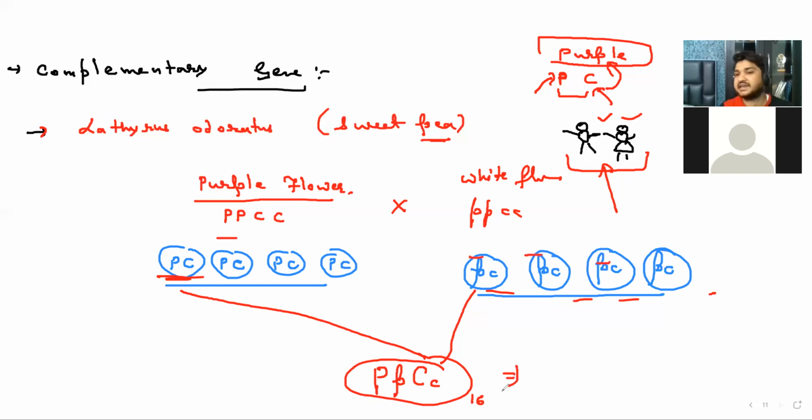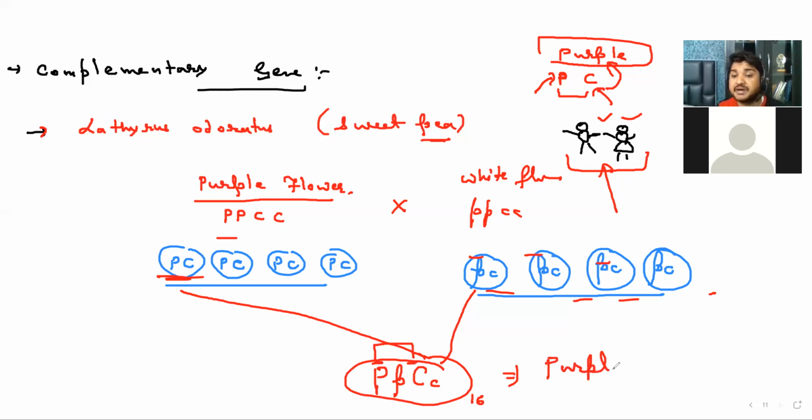Can you just tell its phenotype? This is the genotype. Not the ratio, the phenotype. What is the flower color? Purple. Why? Because capital P and capital C both are present. So it should be purple.